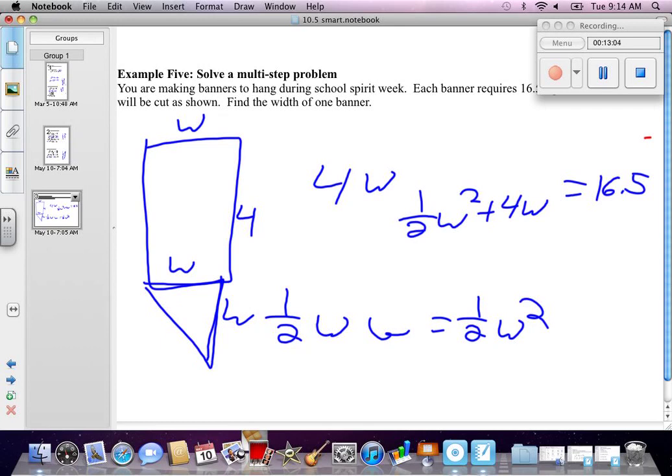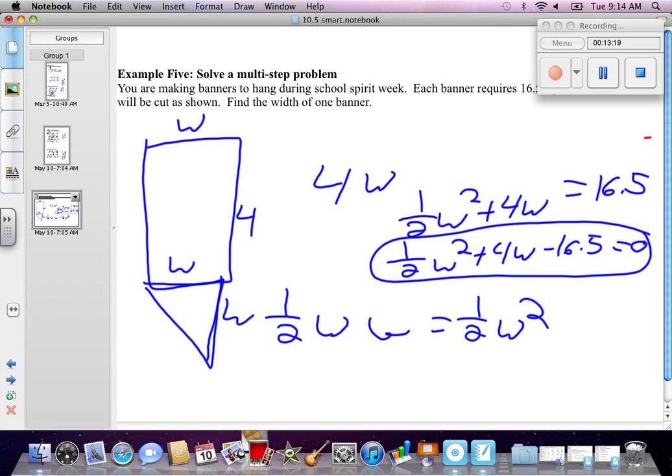I am not going to have you factor this one. I'm just going to have you put it in standard form, which would mean subtracting 16.5 from each side. But we are going to look at this again tomorrow, because tomorrow we're going to factor with numbers in front of our x squared or our w squared. That's when it gets not so fun. All right, ladies and gentlemen, let's take out our writing, please.